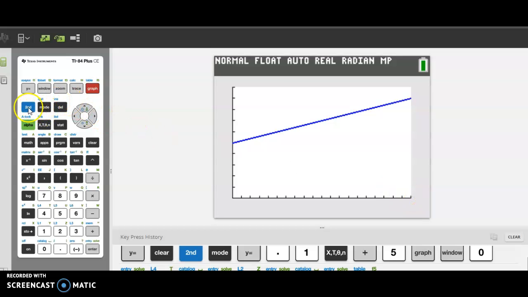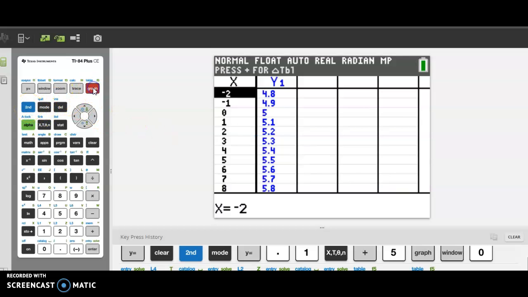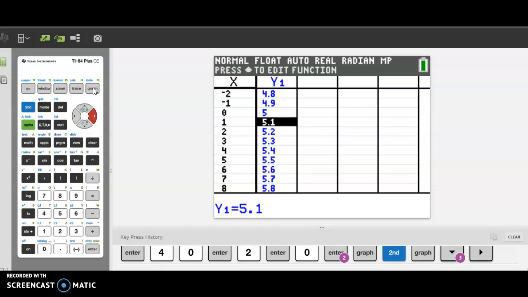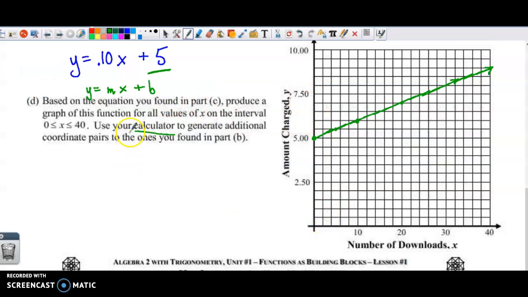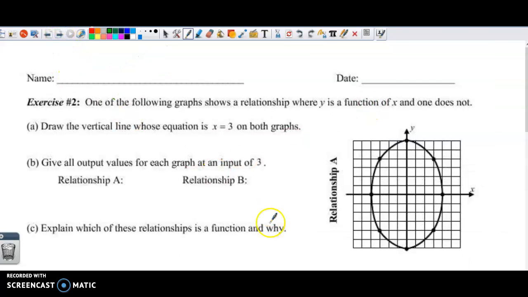And one more thing to point out before I move on is if I hit second graph, it actually comes up with a table of values. So you can see if you download one song, it would cost you $5.10. 2 songs is $5.20. And you can verify just by scrolling down, all of our values were correct. And all they did is they plugged 30 in for x and they got 8 for your cost. So on and so forth. There we go. So I don't think I need to write anything in that. And feel free to write whatever you need to.